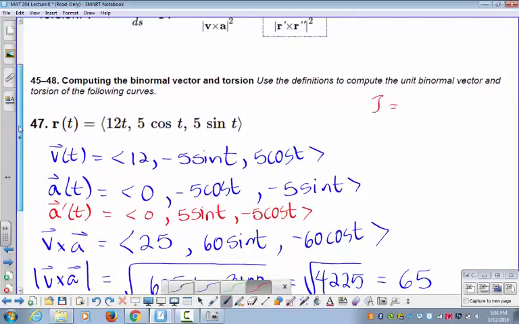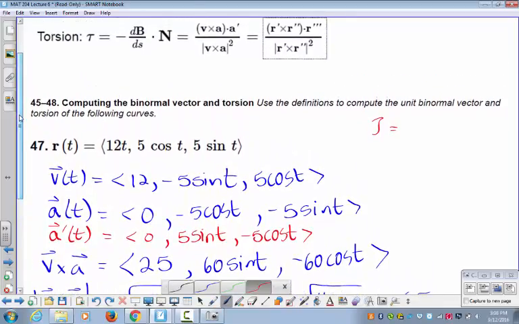And so what we need to do is take the dot product of V cross A and A prime. So we have to take the dot product of those two right there. Does everybody see that? So V cross A is right there. Dot it with A prime. So when we dot product those together, we will get 0 and then 300 sine squared, I'll just use an S, and then plus 300 cosine squared. And that's it, right? That's all in the numerator.